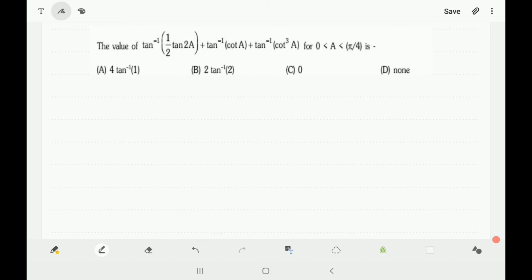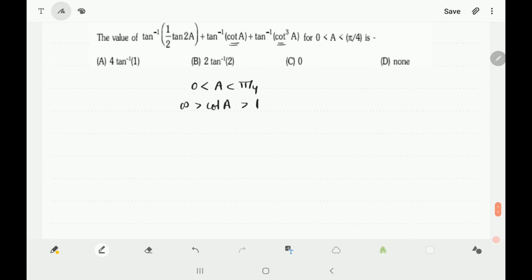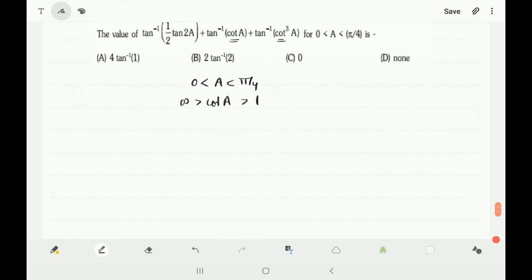In this problem, we have to find the value of tan inverse half tan 2a plus tan inverse cot a plus tan inverse cot cube a for 0 less than a less than pi by 4. Okay, so what we can do is, because these two terms cot a and cot cube a are greater than 1. How? Because a is from 0 to pi by 4 and cot a is a decreasing graph. So cot of 0 plus will be plus infinity and cot of pi by 4 is 1. So if you add these two terms, tan inverse cot a plus tan inverse cot cube a, the product is greater than 1.